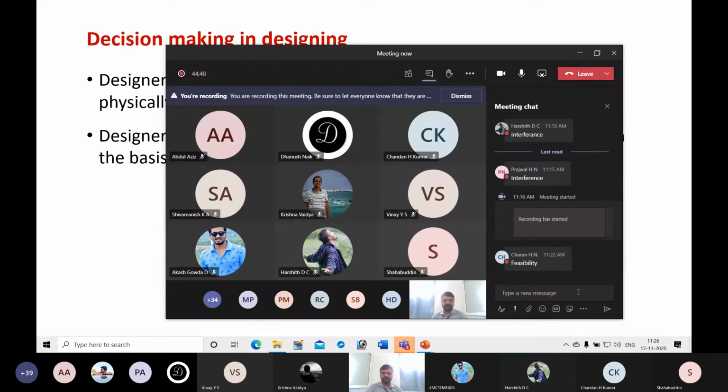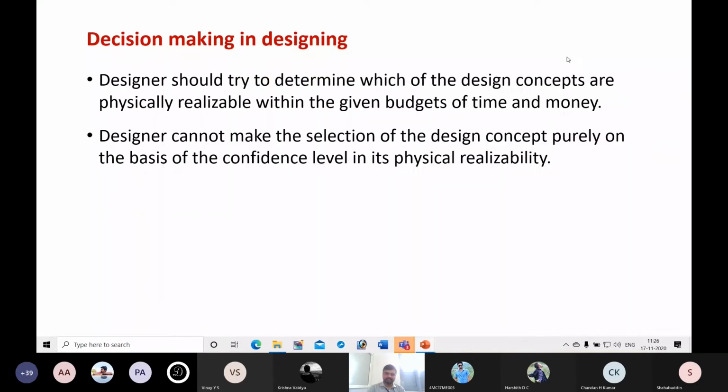If you go for choosing a particular design concept only on physical realizability, the problem is the scope for innovation, the scope for coming up with new ideas or a new product or new design may be restricted. The scope may be restricted if you consider only the physical realizability. At times, you must be ready to take risk. So that is the second thing.